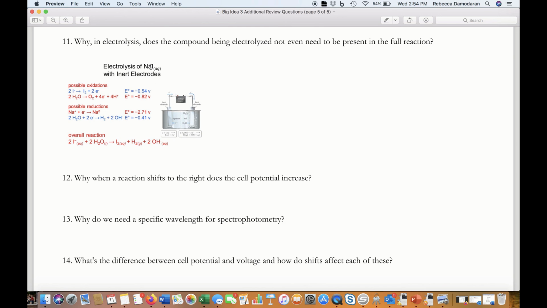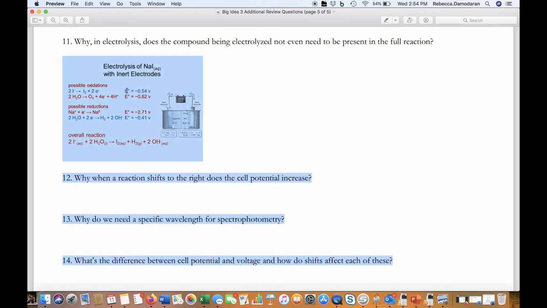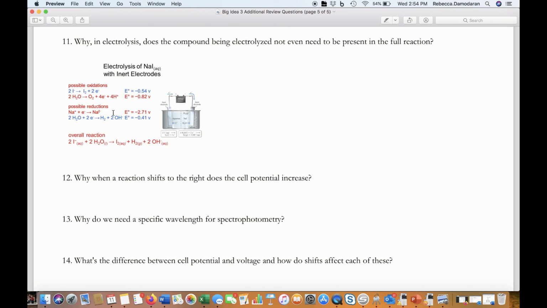The answer is the reaction that's going to occur is the one that is most thermodynamically favorable, the one that has the most positive cell potential, just like that question that was asked before. So I- has the most positive cell potential here, and then H2O has the most positive cell potential here.